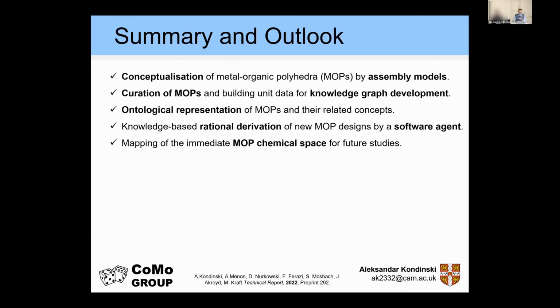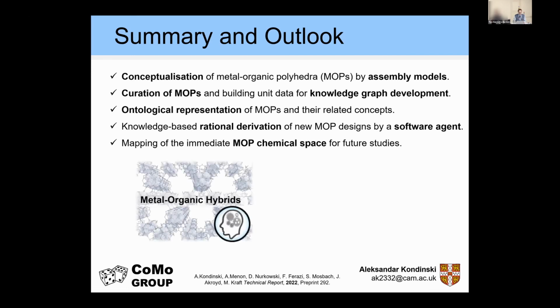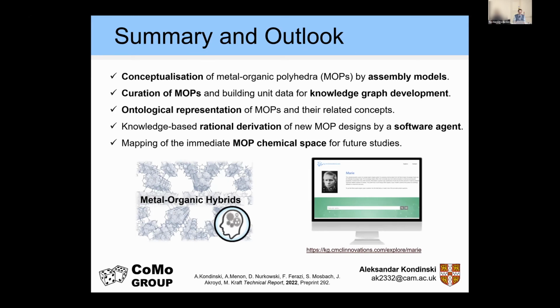So in general, we have conceptualized assembly models. We have also curated MOPs and built a knowledge graph on those. We have ontologically represented MOPs, and we now have a software agent that can map the chemical space. We use a similar approach to target some other metal-organic hybrids, and we will try to connect the current work with the ongoing Marie question answering system for chemistry.